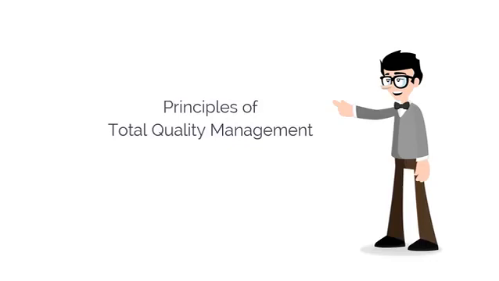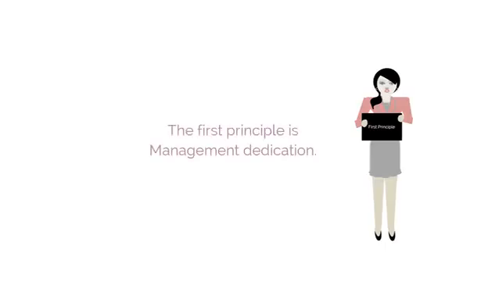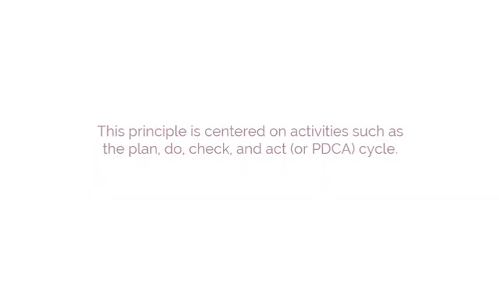Next, let's discuss the principles of total quality management. Total quality management concentrates on teamwork, increasing customer satisfaction, and reducing costs. Its activities are based on 6 foundational principles. The first principle is management dedication. This principle is centered on activities such as the plan, do, check, and act cycle, the PDCA cycle. As Edward Deming showed, these high-level activities must be adopted from the top down.